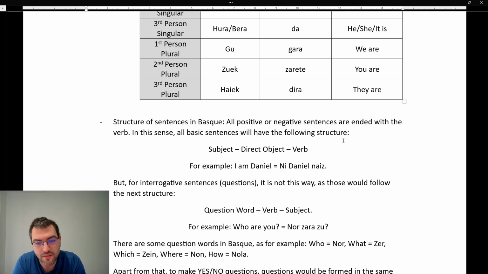But interrogative sentences are not this way, as those follow the next structure: the question word, the verb, and the subject. So for example, who are you? It could be nor zara zu. In this case, it remains as in English. But when the interrogative sentence is more complete, maybe it doesn't work the same way.